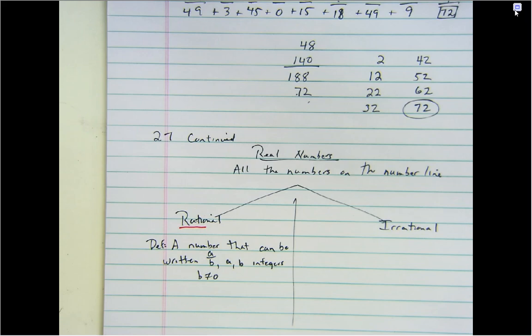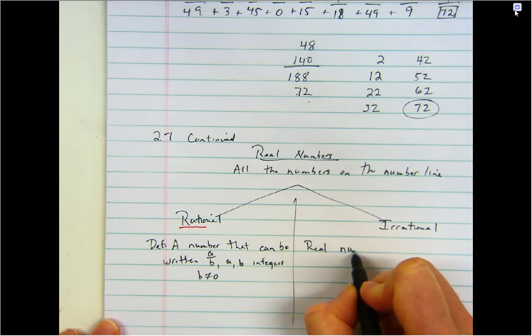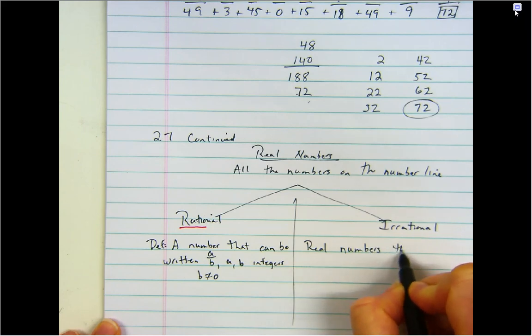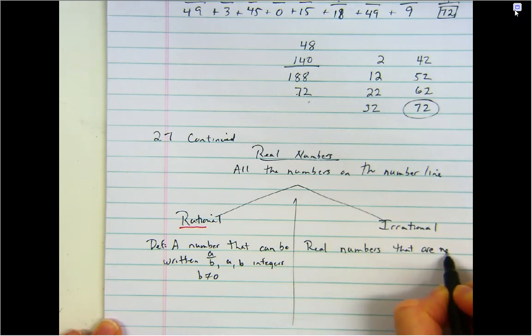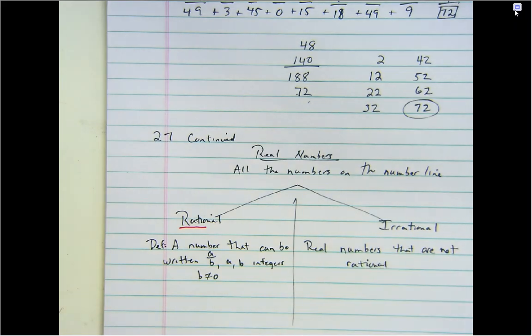And then we have irrationals. And those are just real numbers that are not rational. Real numbers that are not rational. Or if you wanted, you could write real numbers that cannot be written as a over b, where a and b are integers and b is not 0. But it's shorter to just say real numbers that are not rational.